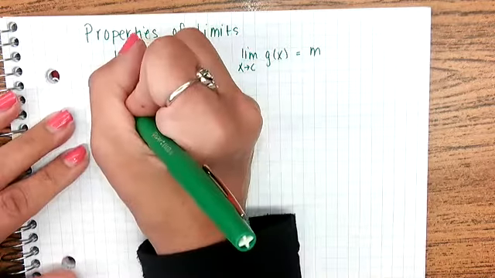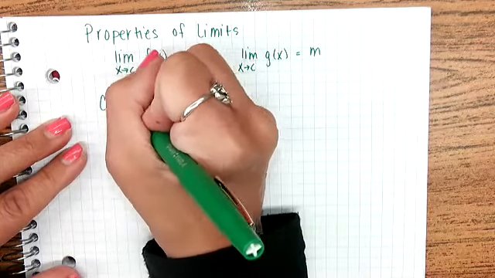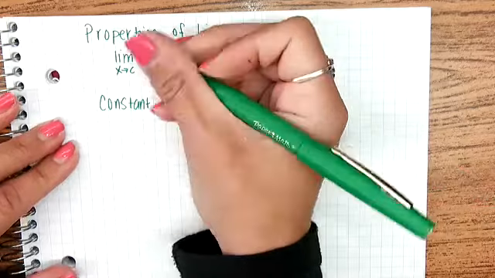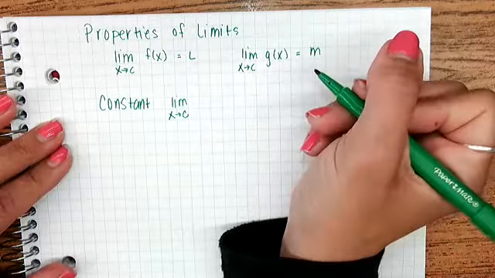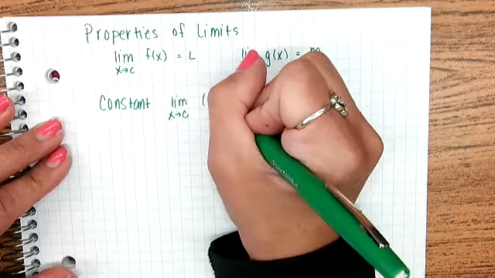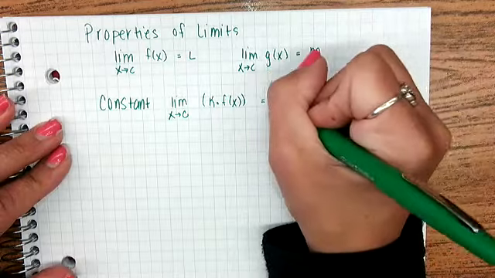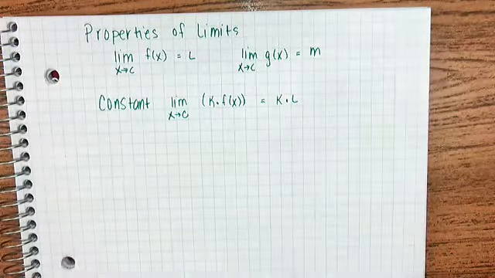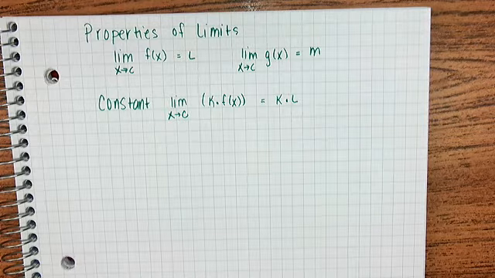So the limit, this is the constant. I'm just reinforcing this one because it's going to show up more than the other ones. So the limit as x approaches c of some constant times the function is equal to that constant times its limit. All right.